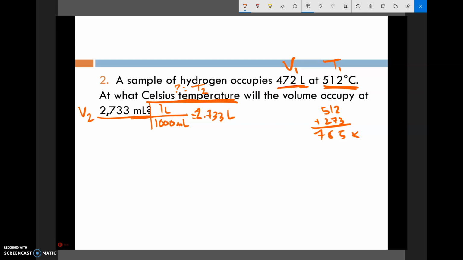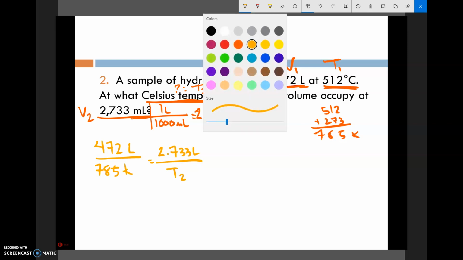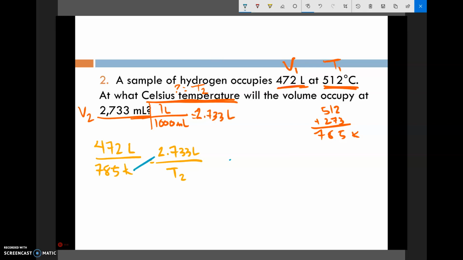Okay, now that everything looks good, we're just going to plug in all of our values. So we're going to do 472 liters. Remember, this is V1 divided by our T1, which is the 785 Kelvin. That's going to equal our V2, which is 2.733 liters, divided by our unknown temperature. Okay, once again, I would cross multiply. Whenever you have unknown values that are in your denominator section, they're tricky, so be really careful. Okay, cross multiplying, we get 7.85 Kelvin.